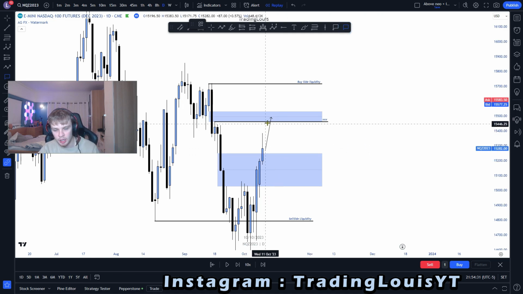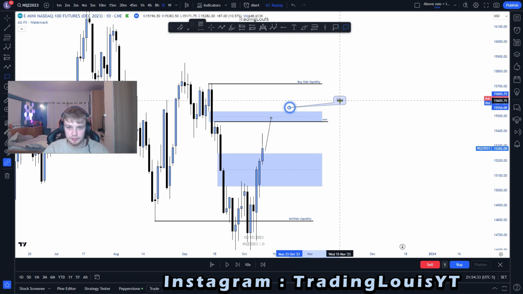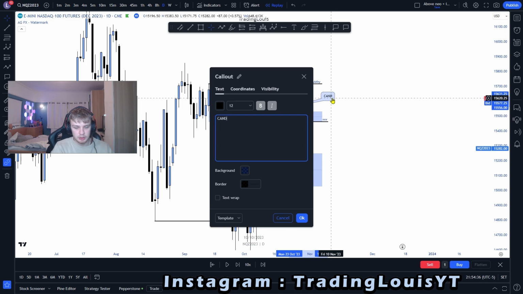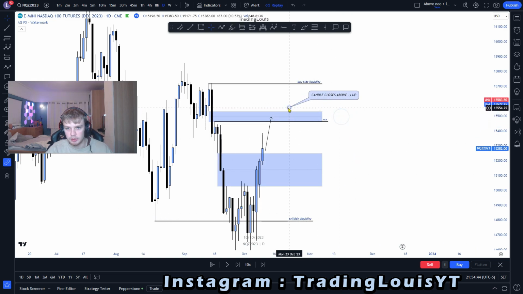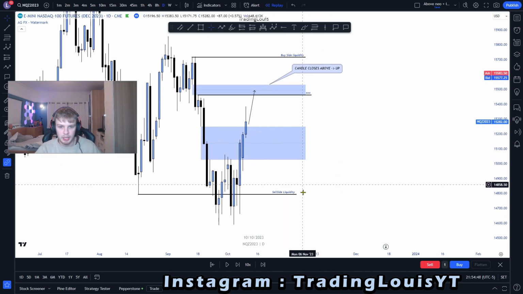So I hope this is making sense for you guys. If the candle closes above, then I want to move upwards. If the candle does not close above here, then I would just want a move back to sell side.